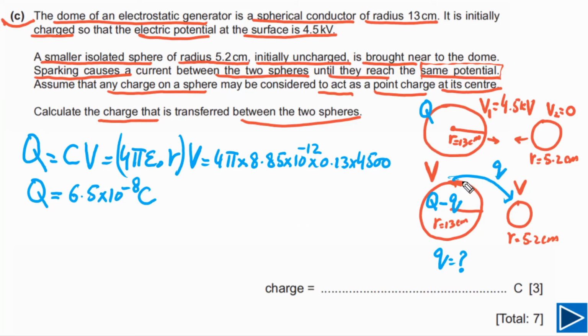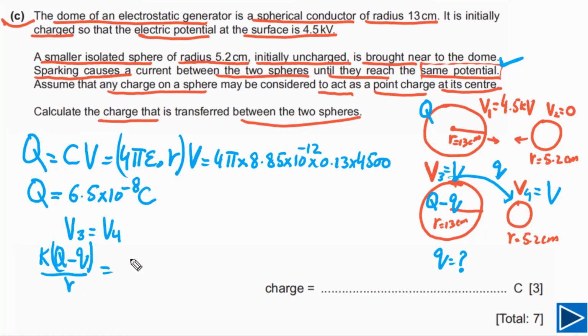Now we need to calculate amount of charge transfer, but it is given to us potential is the same. So simply we can equate, we can say potential, let's say this is V3 and let's say this is V4. This is equal to V and this is also equal to V. So in this case we can say V3 is equal to V4. So V3 simply is equal to K times capital Q minus small q divided by the radius of the sphere, and this will be equal to K small q over R4, so we are talking about this is R3 and this one is R4. So we can cancel this K with this K.